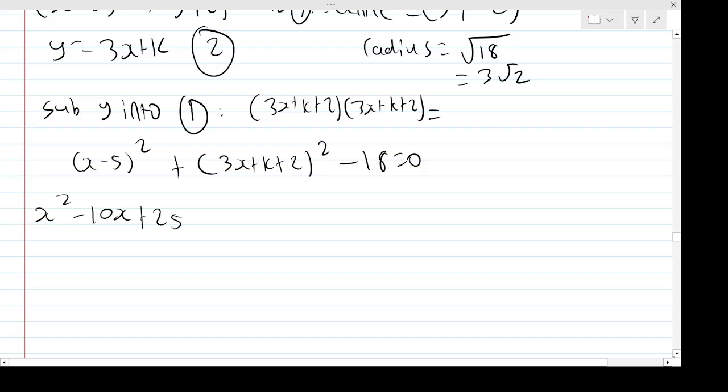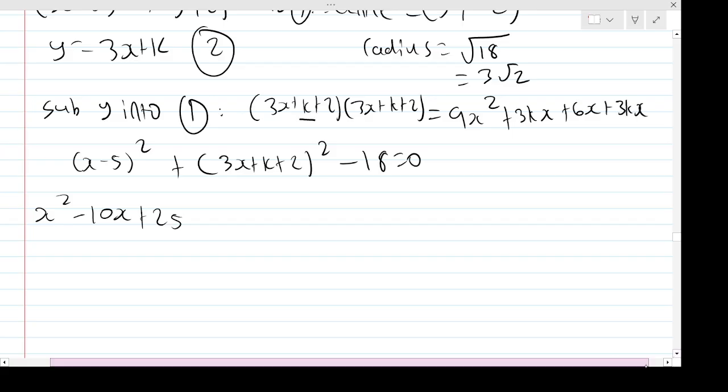And so again, the strategy is let's times it 3x by everything in the other bracket. So 3x times 3x is 9x squared. Then we have 3x times k be 3kx. Then 3x times 2 be plus 6x. Then we have k in the next part. K times 3x be another 3kx.